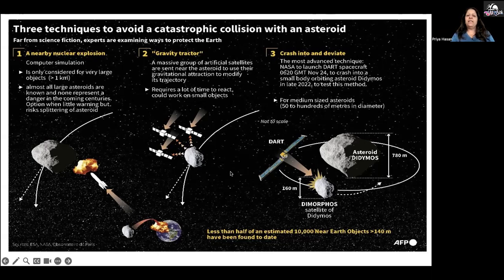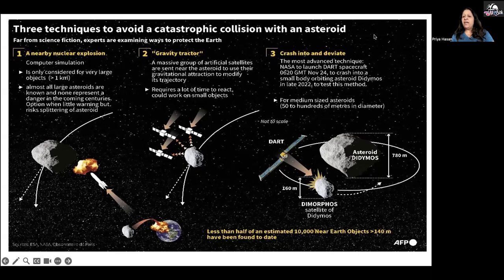For example, you use a massive group of artificial satellites that are sent to the asteroid, and basically their job is to deflect the asteroid from its path. If the asteroid was on an impact path, you're basically moving it by gravity so that it doesn't come and impact. Another way is to crash into it, not to break it, but to deviate it. This experiment was already done by NASA.